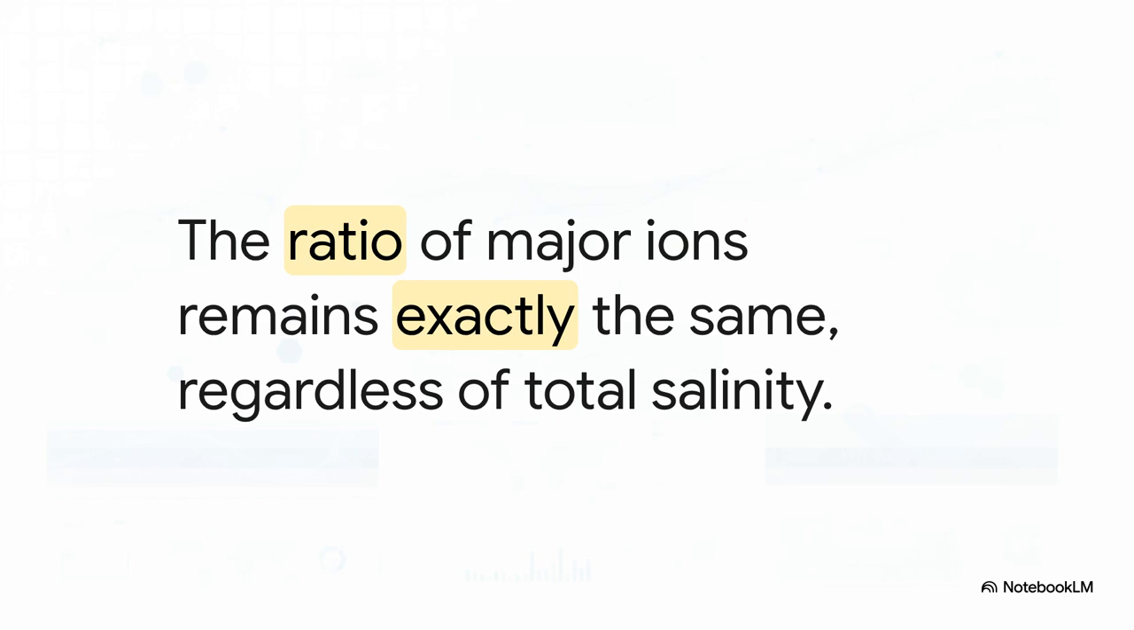Now, here's where it gets really interesting. The principle of constant proportions states that the ratio of these major ions to each other remains exactly the same, totally regardless of the total salinity. So whether you're taking a sample from a slightly fresher bay or an intensely salty basin, the percentage of chloride to sodium to magnesium, it never shifts. This is a massive deal for scientists because it means they can calculate the total salinity of any ocean sample just by measuring a single ion, which is usually chlorine.